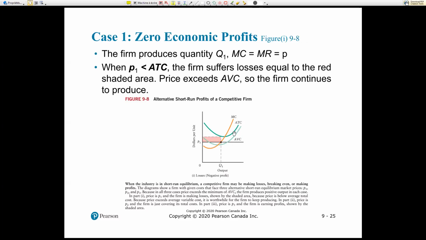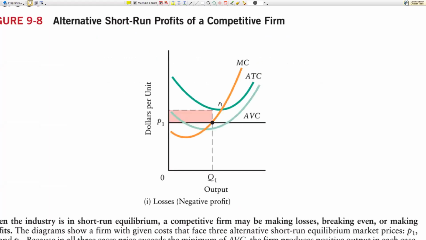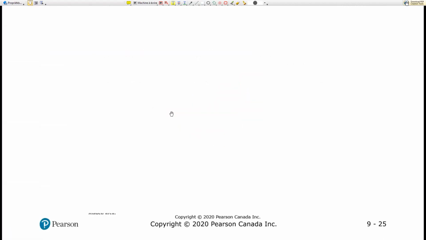And here is when there's economic loss. Why? Well, because again, we look at where marginal cost crosses the price. And what should I look for to know profit or loss? It's price minus average total cost. Here, average total cost is above the price, so I know that all in all, I'm going to make negative profits.